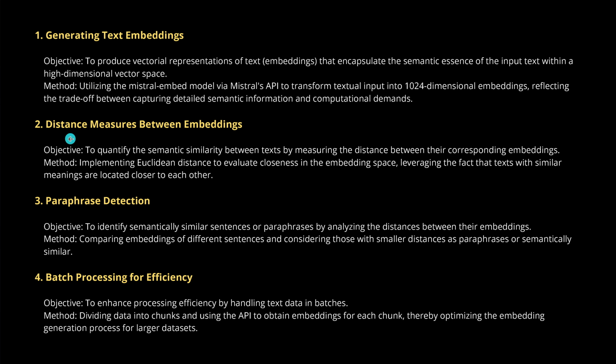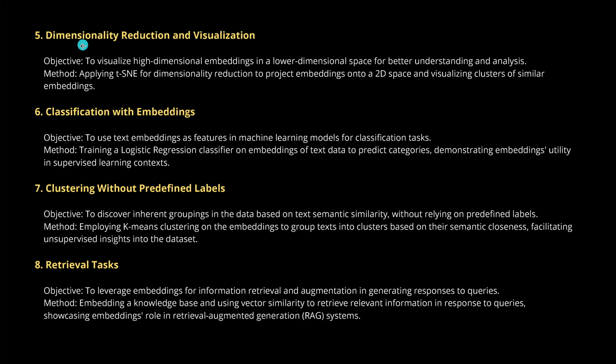Then we have a distance measure between the embeddings, so we quantify the semantic similarity between texts by measuring the distance between the corresponding embeddings. We have paraphrase detection, efficiency for batch processing, and a visualization. We want to see where our vectors are in a 3-dimensional space, and therefore we have a dimensionality reduction, and we go with the simplest t-SNE mechanism.